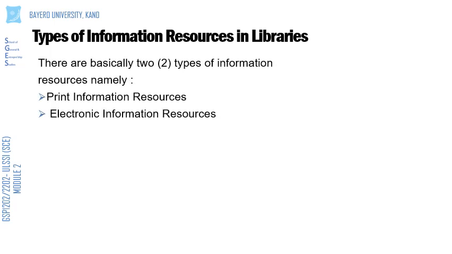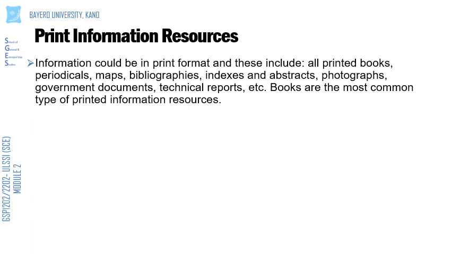Basically, there are 2 types of information resources: the print information resources and the electronic information resources. The print information resources are in print format, and these include all printed books, periodicals, maps, bibliographies, indexes and abstracts, photographs, government documents, technical reports, etc. Books are the most common type of printed information resources because they are in print format, you can see them physically, you can touch them. That's why we say print. They are printed. It's something you can see, touch, open page by page, and read through.